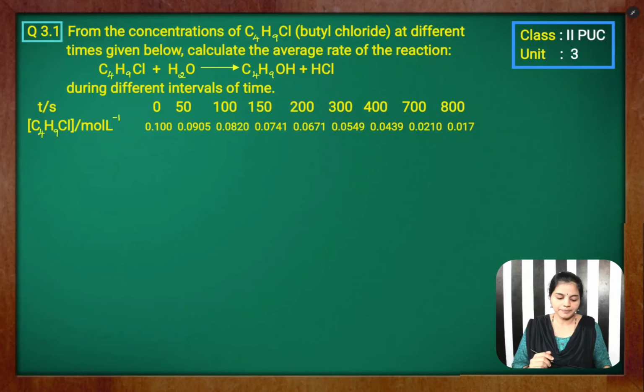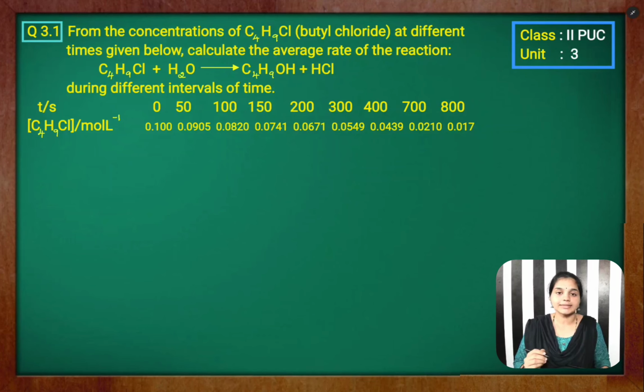Question number 3.1. From the concentrations of butyl chloride at different times given below, calculate the average rate of the reaction. So they have given the reaction of butyl chloride with water. We get butyl alcohol plus HCl during different intervals of time. Means we need to calculate the average rate of the given reaction at different intervals of time. They have given us time in seconds, and also the concentration of butyl chloride.